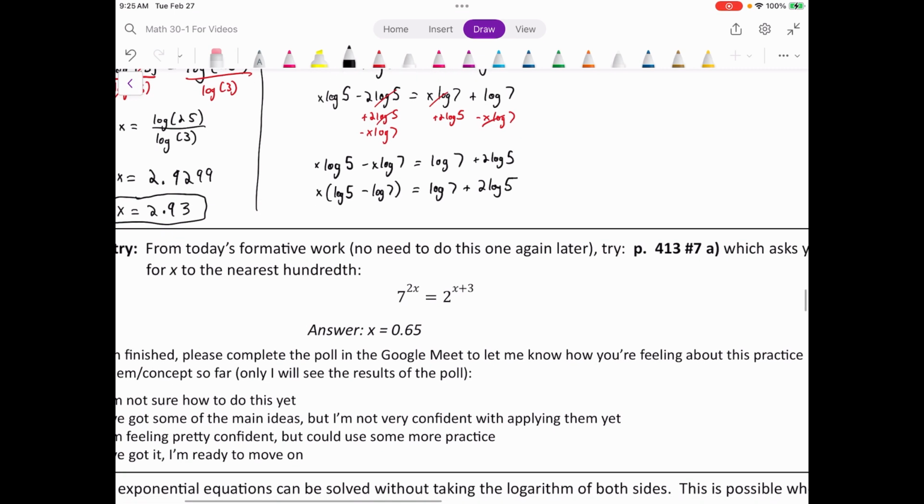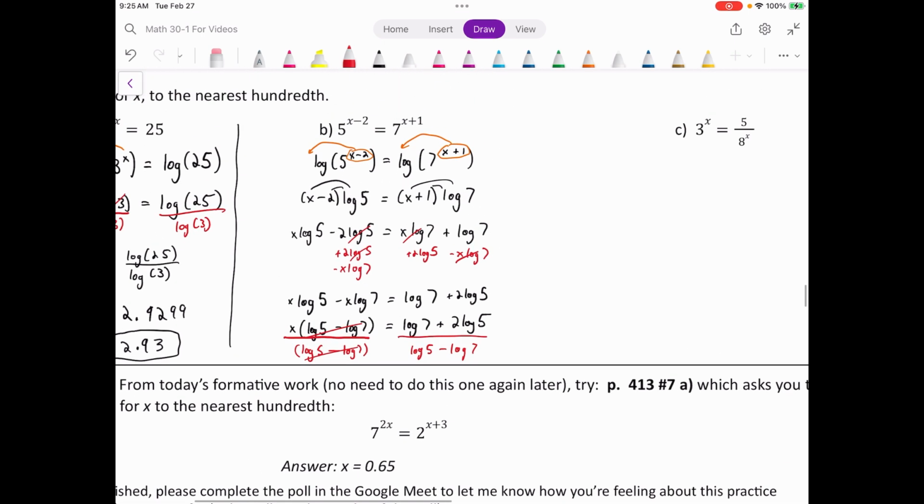And now, here we go. Almost there. x is being multiplied by log 5 minus log 7. So how do I solve for x? I divide by log 5 minus log 7. Right? That'll cancel it out on this side. What I do to one side, I must do to the other. Otherwise, the 2 sides of the equation aren't equal anymore.